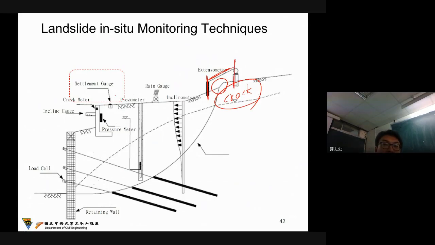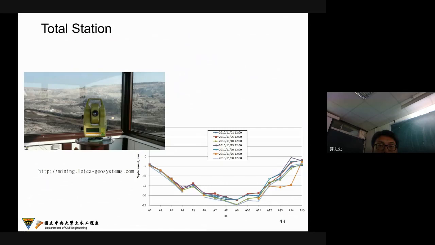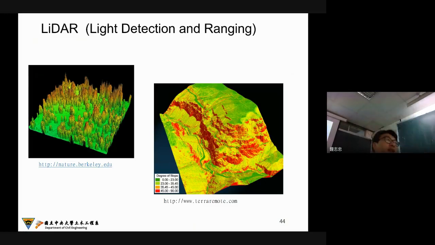And also I would like to show you next is a settlement measurement, settlement gauge. Of course, sometimes we're using a total station for the measurement at all. Okay, you can find this is the time history. Originally it should be flat, but with time, maybe like this one, it will have a settlement at all. Of course, you can use LiDAR for the surface settlement measurement at different times.